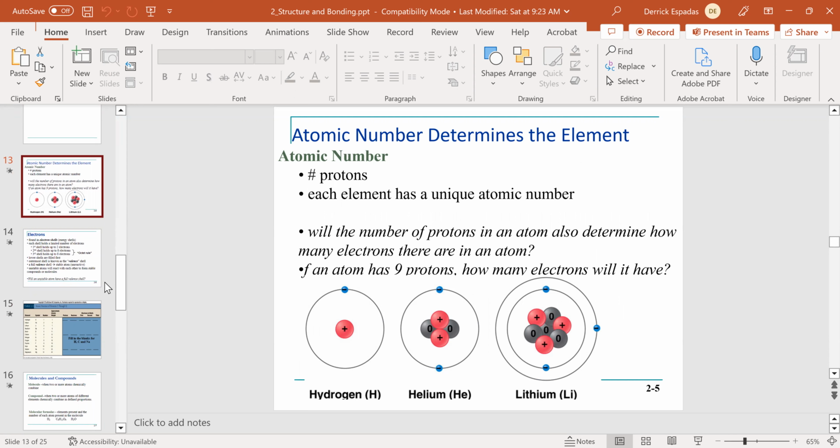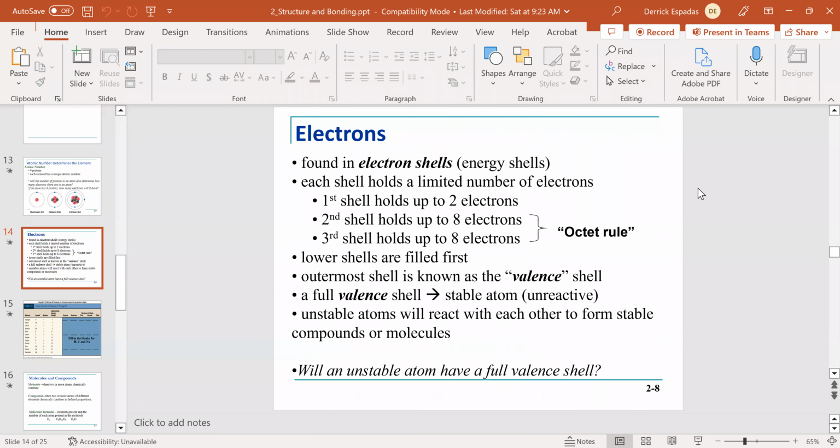The atomic number is the number of protons. So each element has a unique atomic number, and that's the number when we look at the periodic table. So will the number of protons in an atom also determine how many electrons there are? Well, if an atom has 9 protons, how many electrons will it have? And so that's how we're going to address what we talked about now.